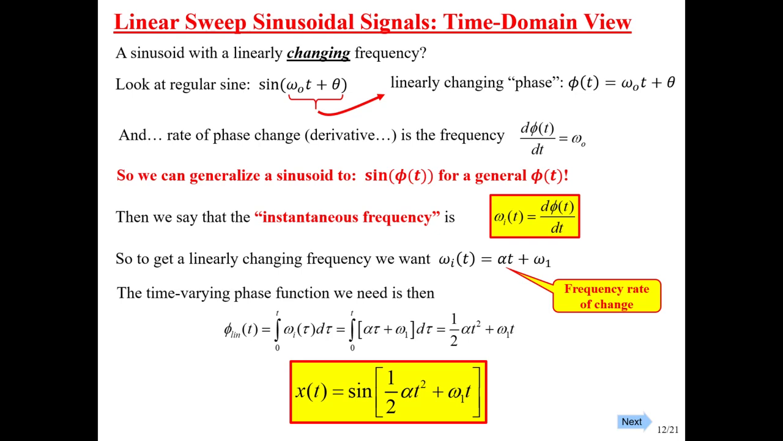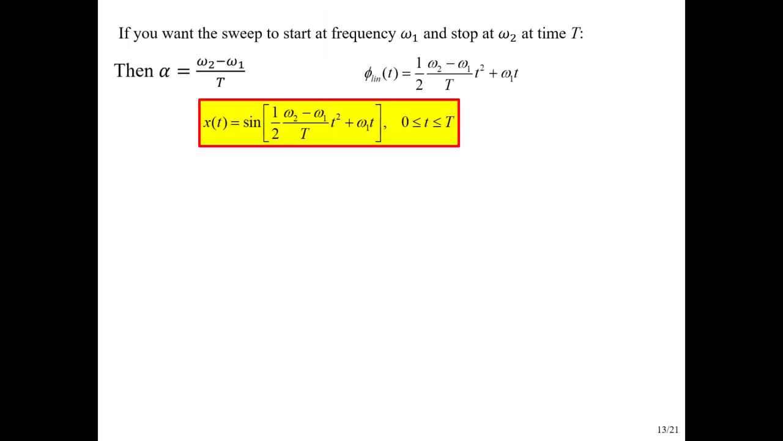Nice. And so then we should ask, well, how do we work this out if we want to start at t equal to 0 at some frequency omega 1 and then stop at omega 2? Well, you just work it out. Turns out that your alpha needs to be that.